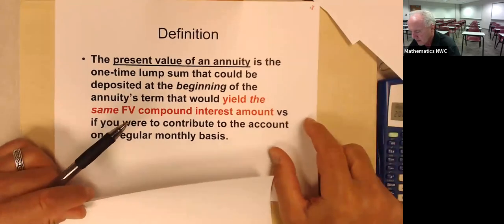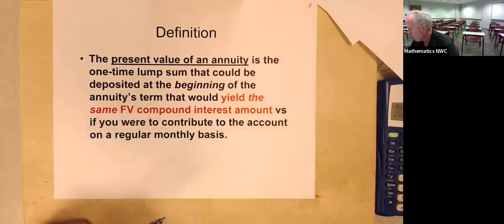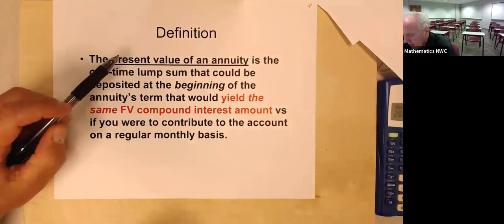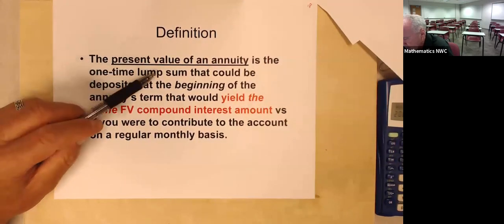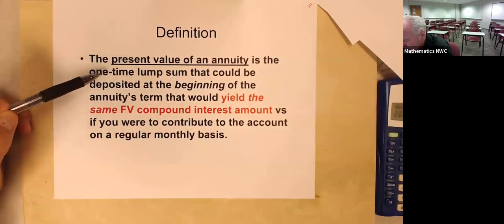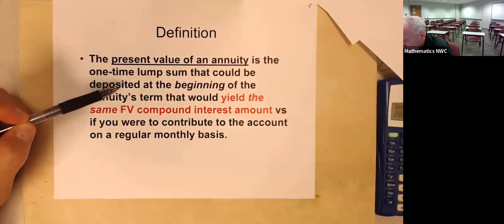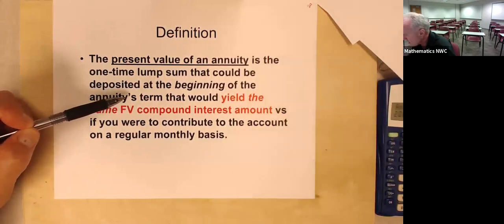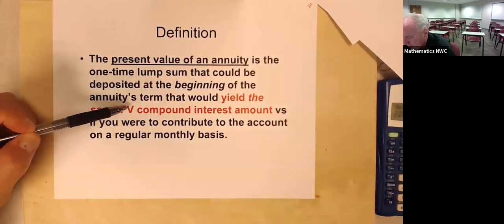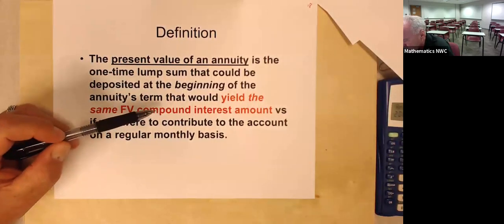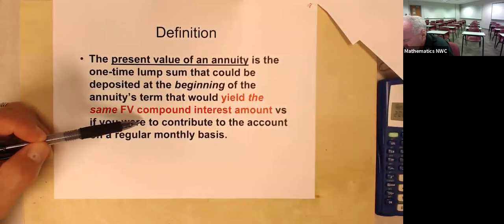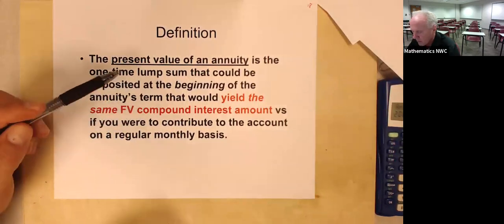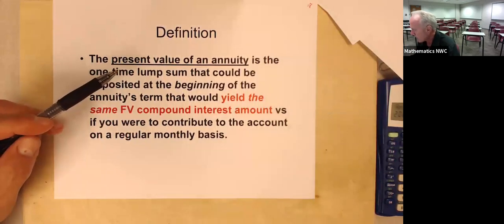That's slightly different than this definition. This is our last concept for the day. The present value of an annuity is the one-time lump sum that could have been deposited at the beginning of an annuity's term that would yield the same amount the future value of the compound interest formula would have earned if you were to have contributed to the account on a regular basis. Well, exactly what does that mean?